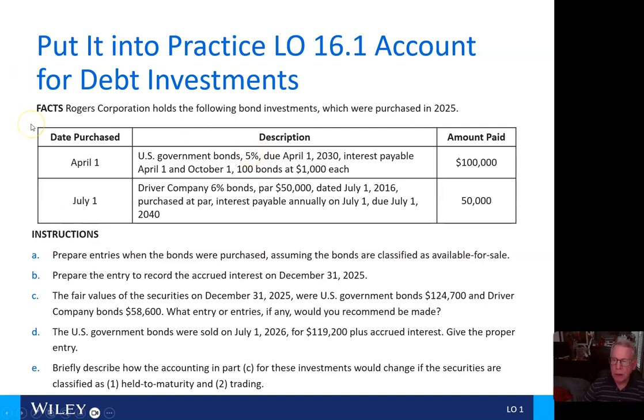So let's put all this into practice. The Rogers Corporation holds the following bond investments, which were purchased in 2025. They purchased some on April 1 and some on July 1. Here we have government bonds, and here we have driver company bonds. Okay, they want you to, for Alpha, prepare the entries when the bonds were purchased. So I'm going to bounce ahead and we'll look at how we would do that.